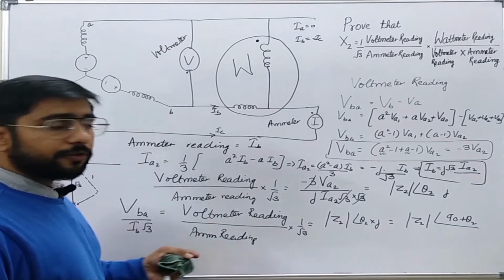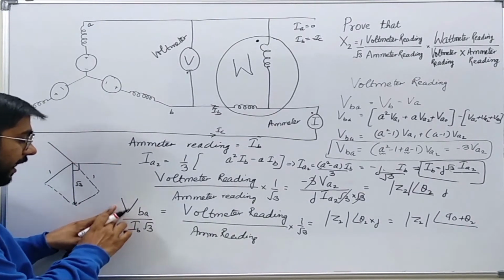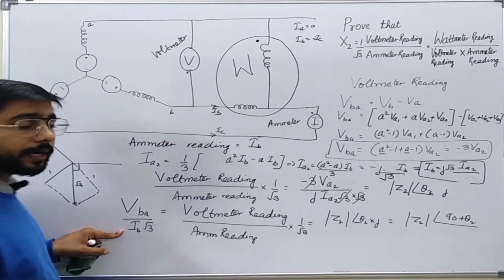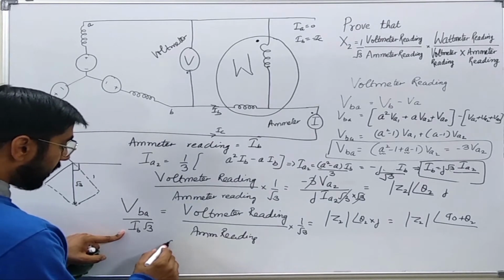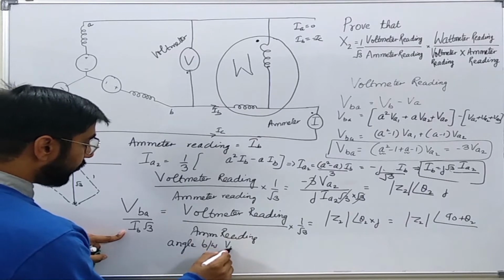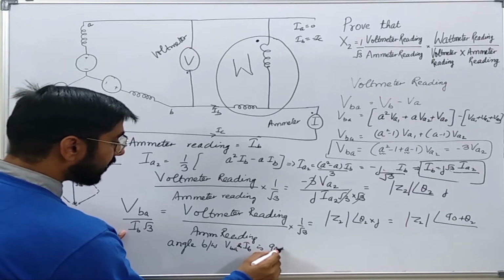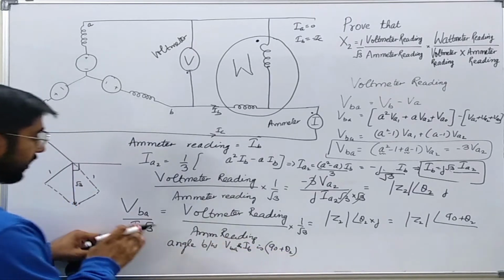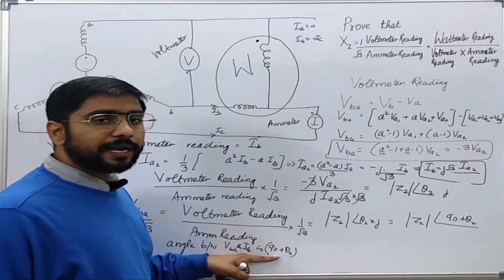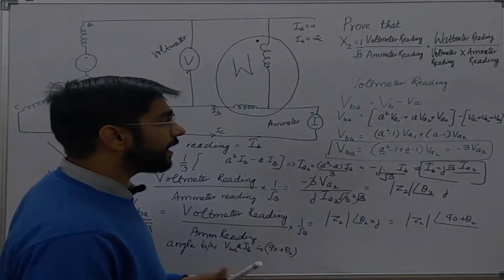Okay, so from here we can clearly see that the angle between VBA and IB is 90 plus theta 2. This we can see from this relation. Okay, we should remember this because it will be utilized in the next step. Now we will carry on with the further steps in the next slide.